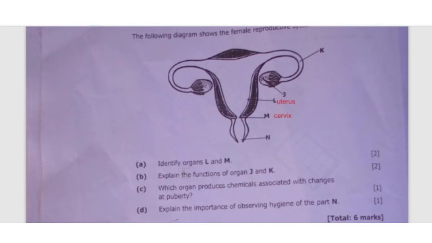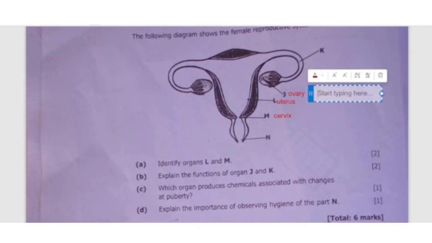Next question is explain the function of organ J and K. So this is J and this is K. Let's start with J. Before you write the function, what is the name of J? First, let's identify the organ itself. So the organ is the ovary. Okay, it's called ovary. So what is the function of ovary?